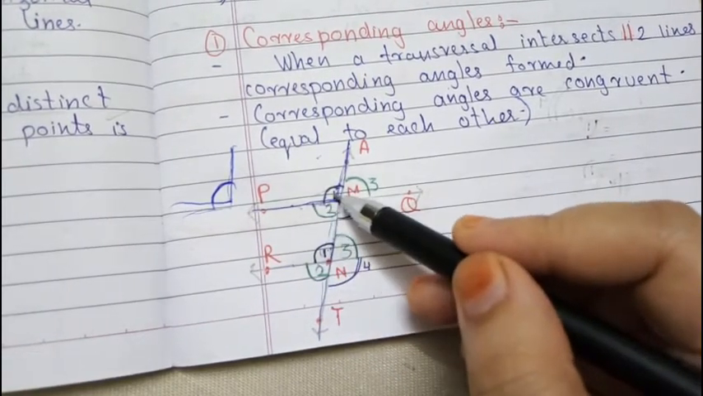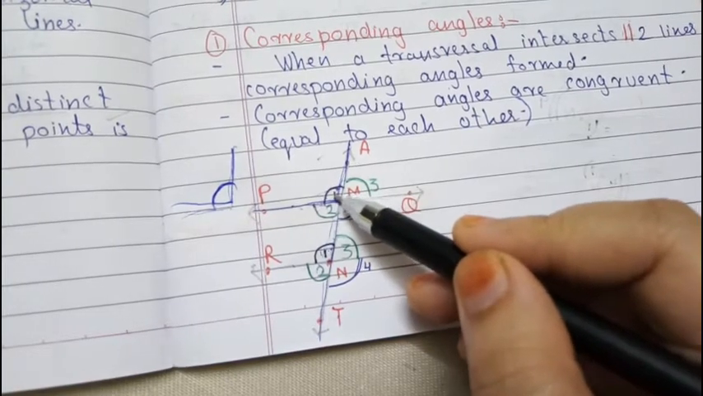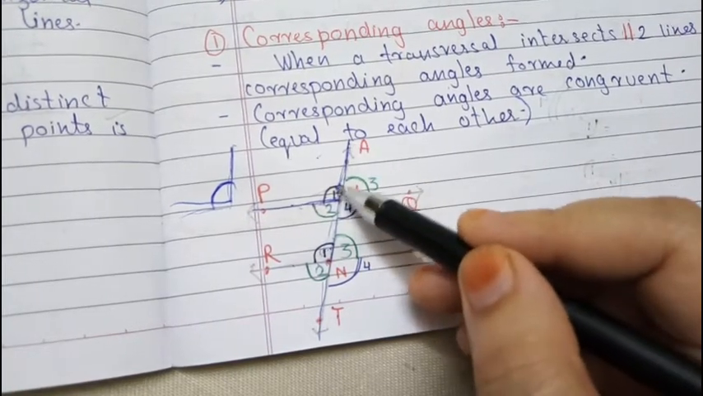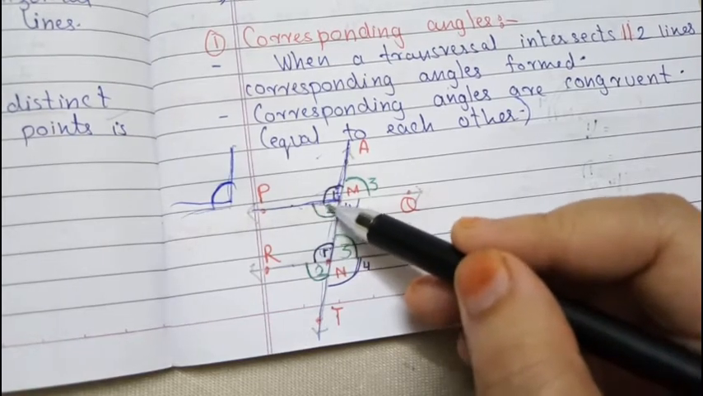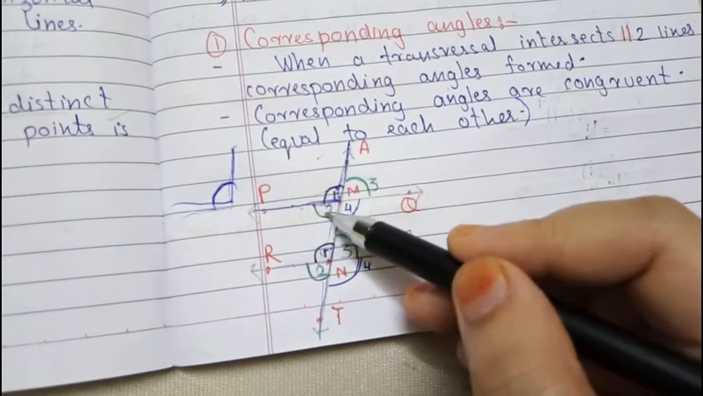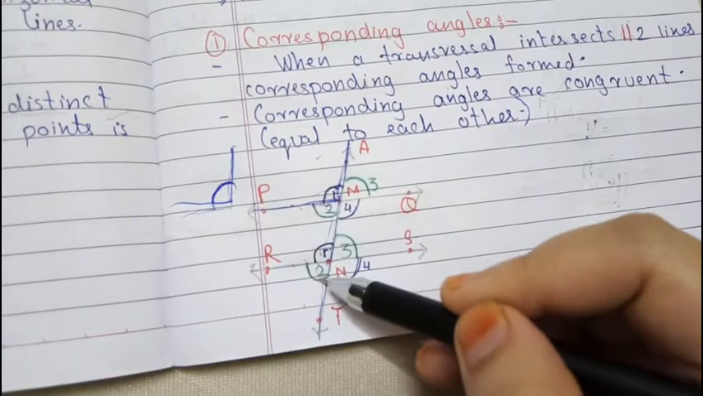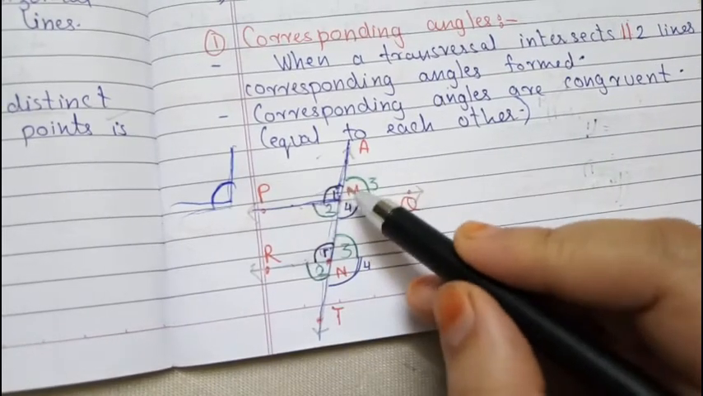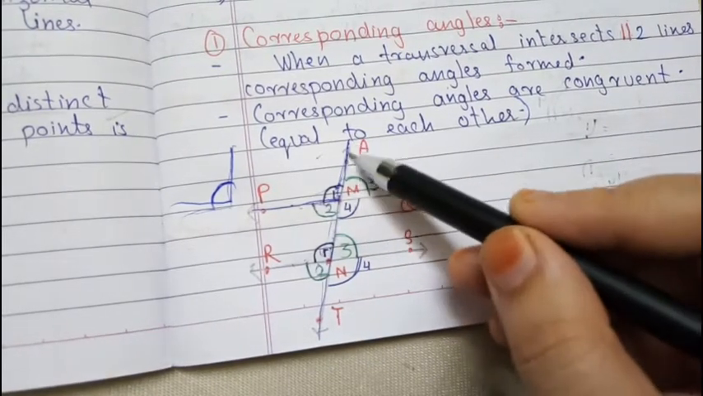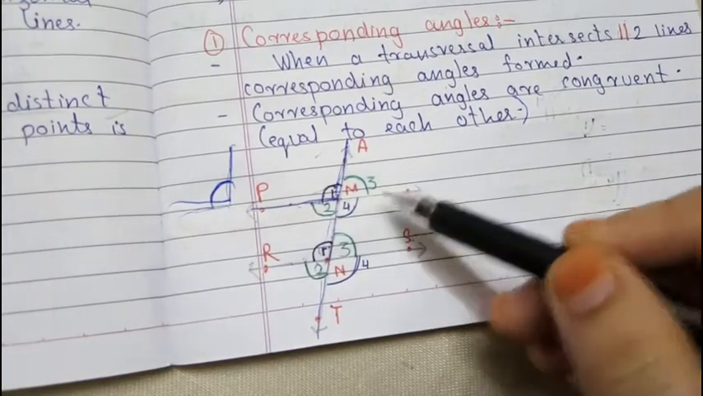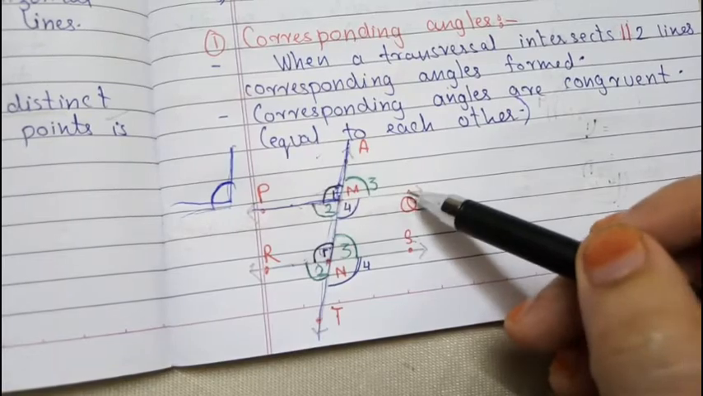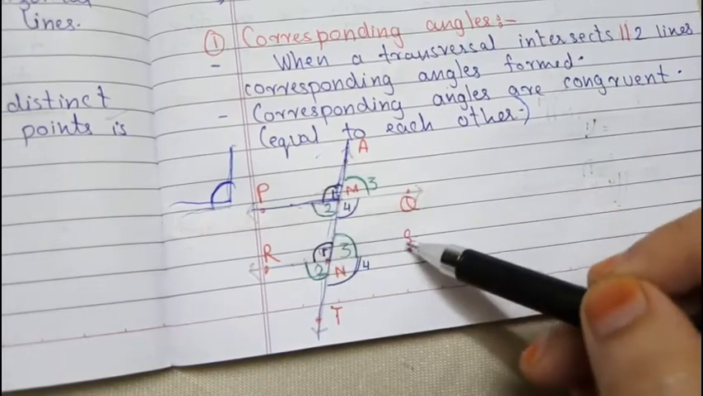See student, I have written here one. The corresponding angle of one is this, and the corresponding angle of this one, this is on the upper side, this is on the lower side. This corresponds to this. Similarly, on the right hand side, angle AMQ corresponds to angle MNS, right? And on the lower side, angle QMN will correspond to angle SNT.